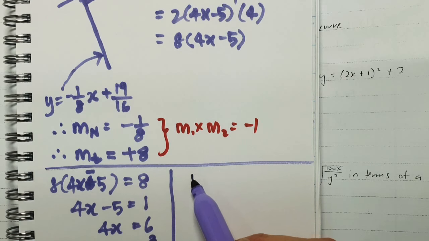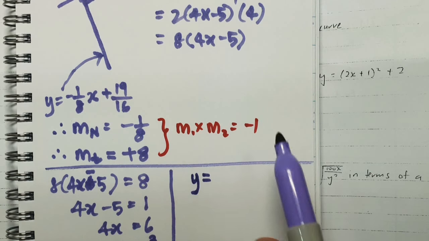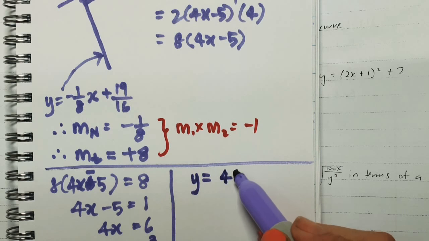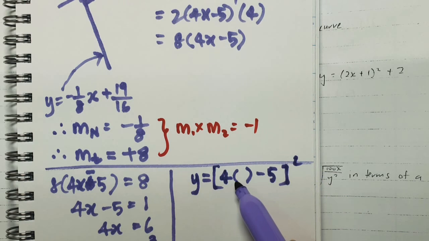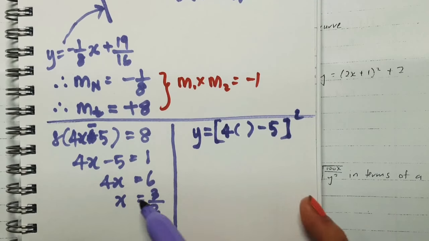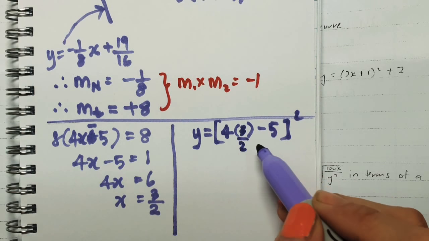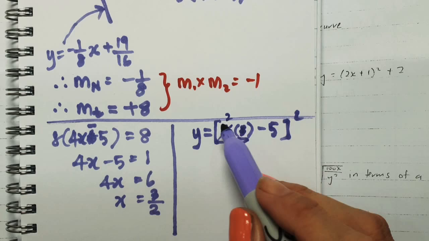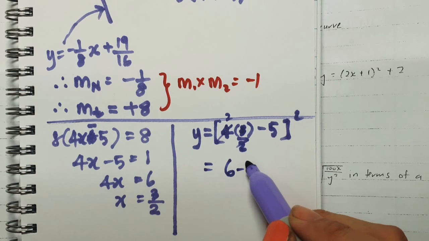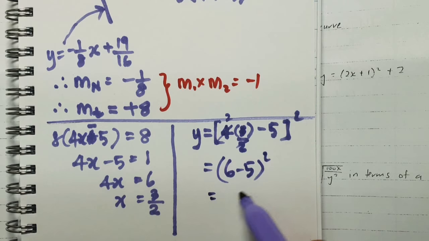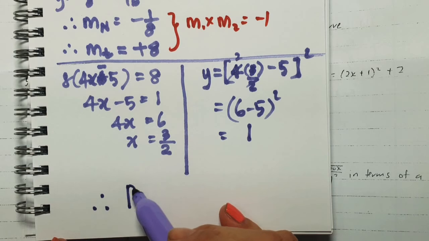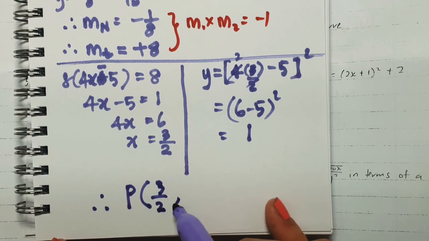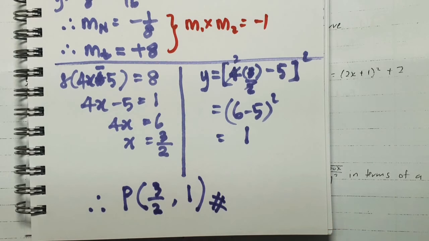Whenever you see y, we don't know it yet. The equation of the curve is 4x minus 5, and then we have to square it. And the x that we have just found is 3 over 2. Let's put this in and simplify. So 2 times 3, we have 6 minus 5 squared. So 1 squared is still 1. Therefore, we just found the point P. That is 3 over 2 and 1. That is the coordinates of P. So that is how we solve question number 4.